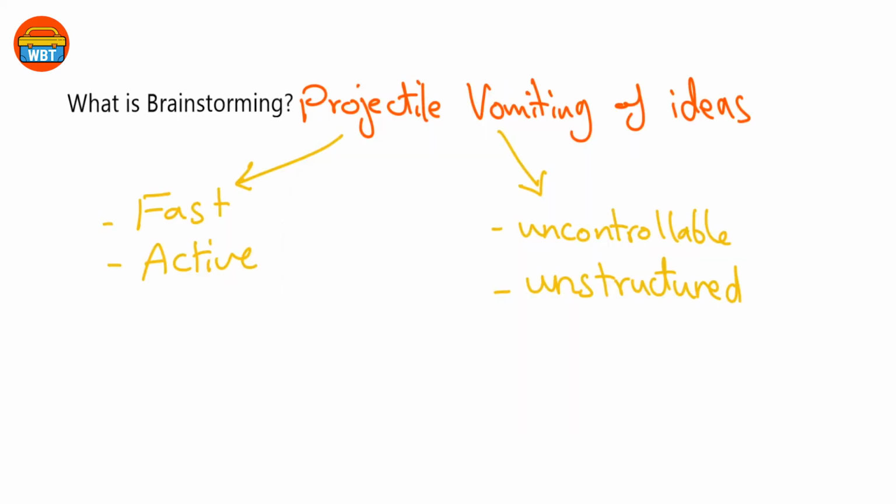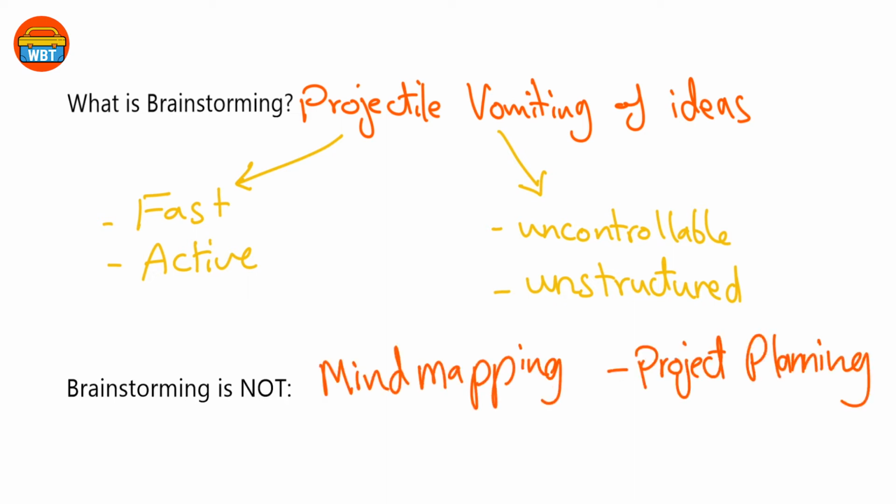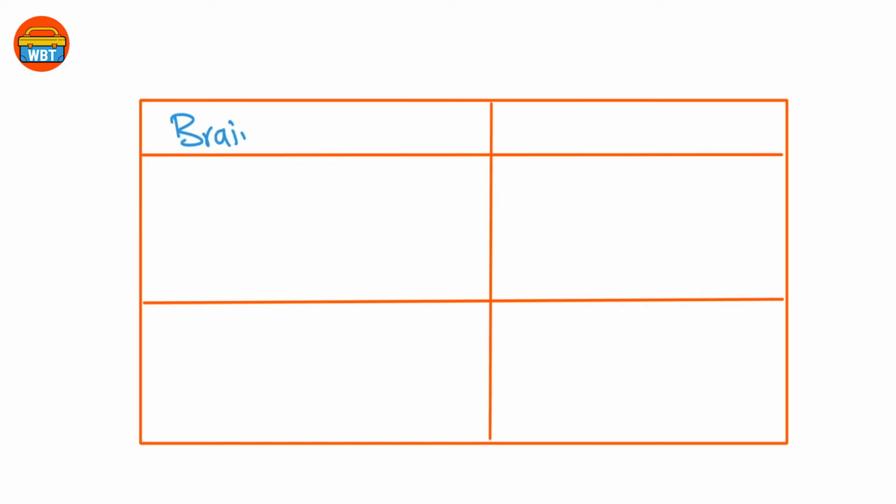So, now that we know that brainstorming is about generating ideas fast, actively, and without filtering them, this means that brainstorming is not mind mapping or project planning. There's a huge misunderstanding of the word brainstorming, and it's often used to refer to mind mapping or project planning. And there are two distinctions that must be made here.